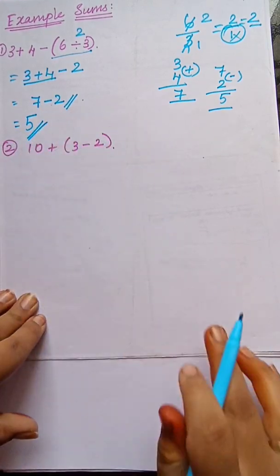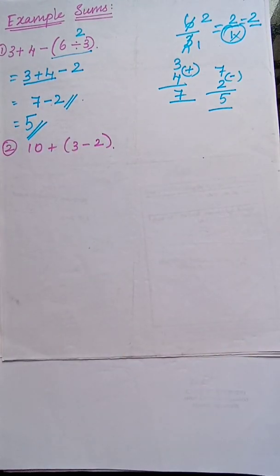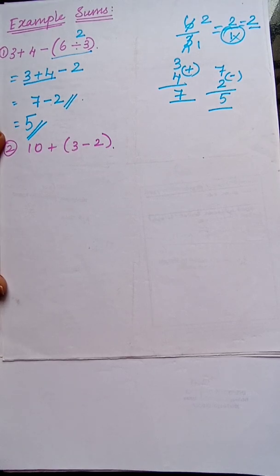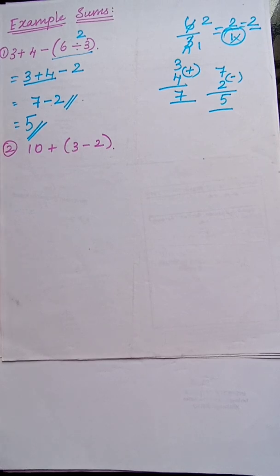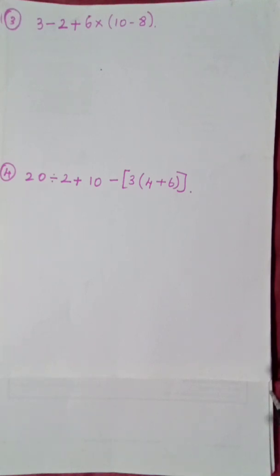So this is a step by step process. You have to simplify in this method only, by using the order of operations, that is the BIDMAS rule. The first thing is bracket, second one is division, third one multiplication, fourth one addition, and fifth one subtraction. Students, now we are going to see the third question. The same procedure we are going to follow here, that is the BIDMAS rule.